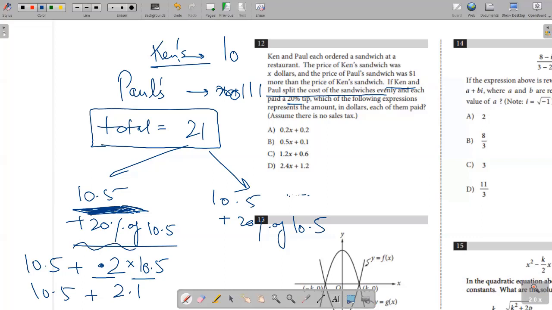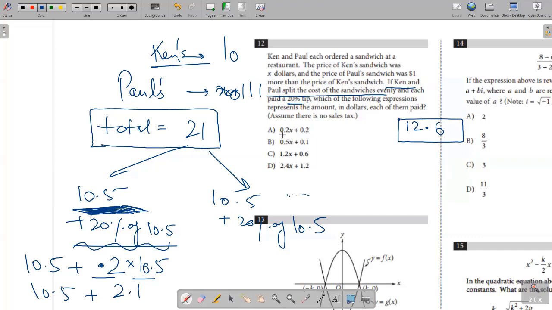Okay, so it's 12.6. Correct. So each has given $12.6. So where can we get 12.6? By plugging in the value of x as 10. Yes. So let us plug in the value of x as 10 and see in which option we get 12.6.